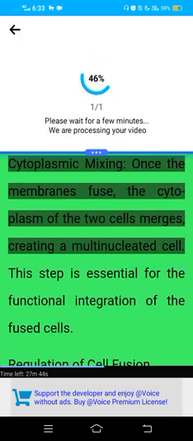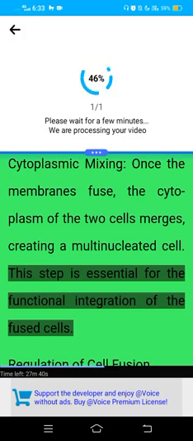Cytoplasmic mixing. Once the membranes fuse, the cytoplasm of the two cells merges, creating a multinucleated cell. This step is essential for the functional integration of the fused cells.